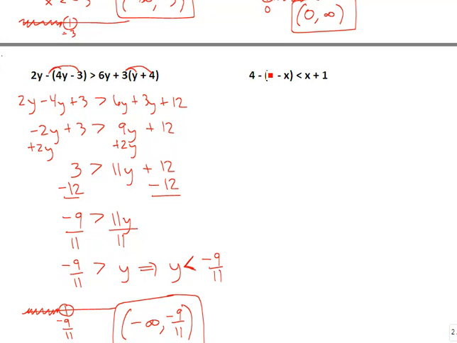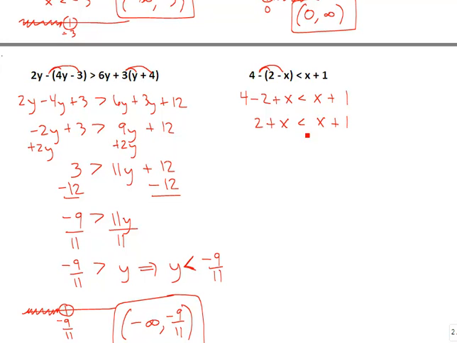On the next example here, same idea. We want to get rid of these parentheses first, so I would distribute my negative across. That's going to give me 4 minus 2 plus x is less than x plus 1. A couple of like terms on the left-hand side. 4 minus 2 is 2.